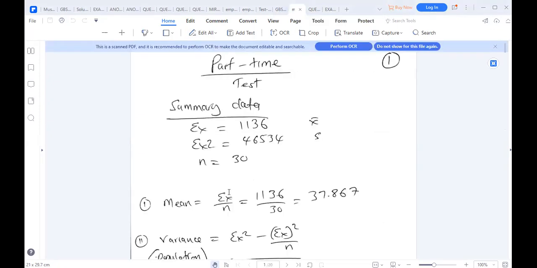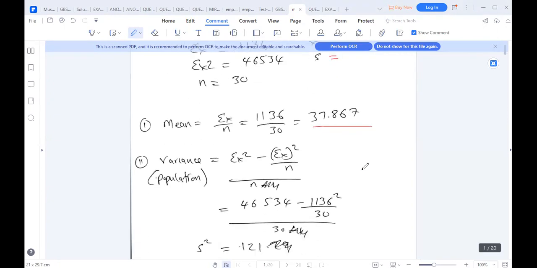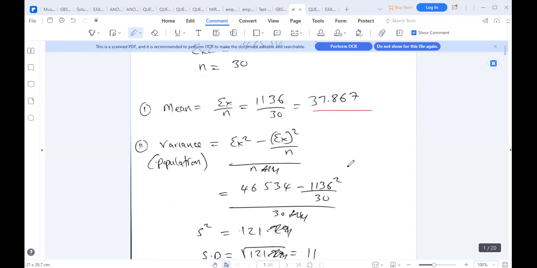Okay, so we have our summation of x will be 1136. Summation of x squared is 46,534, and our n is 30. So after finding that, it will be easy for you to do the computations. Of course, your calculator will find everything, even the mean and the standard deviation. But you show your workings. Summation of x over n is our mean, 1136 over 30, we get 37.867.